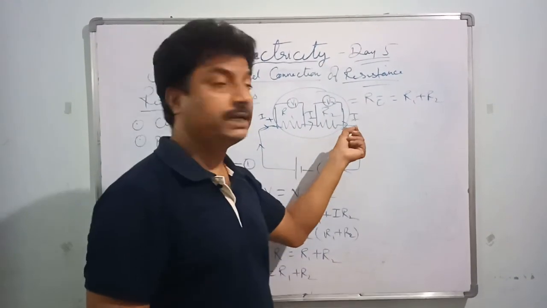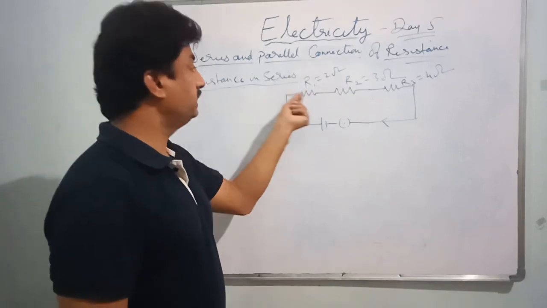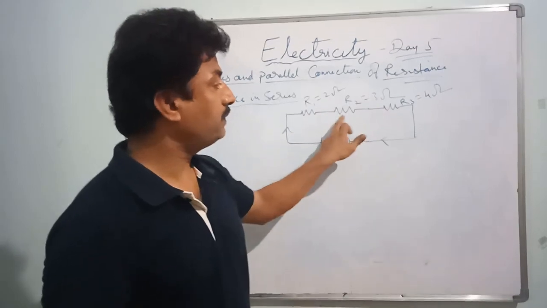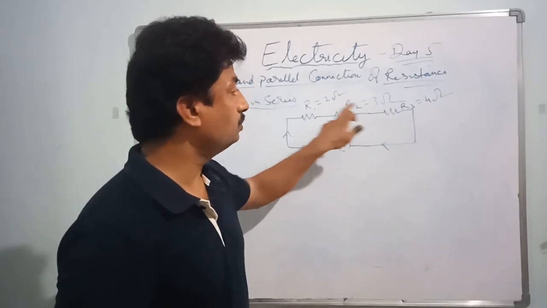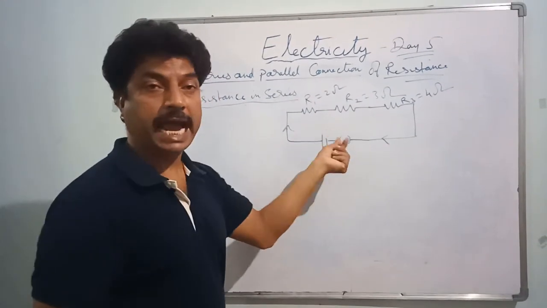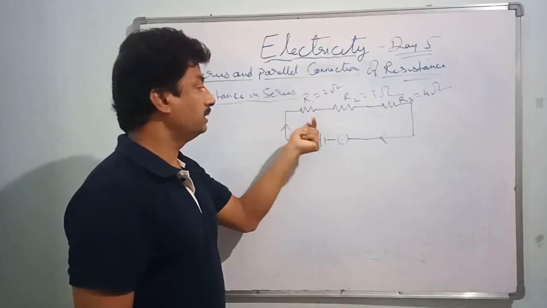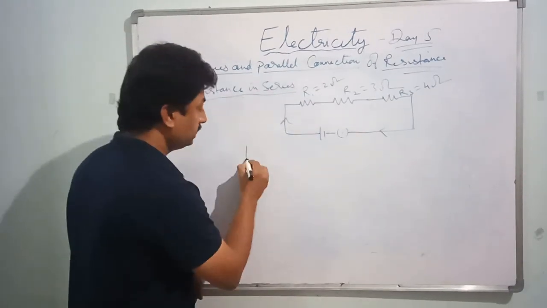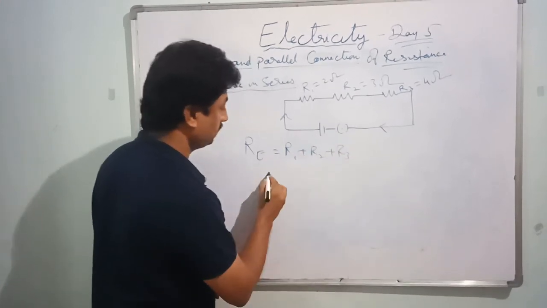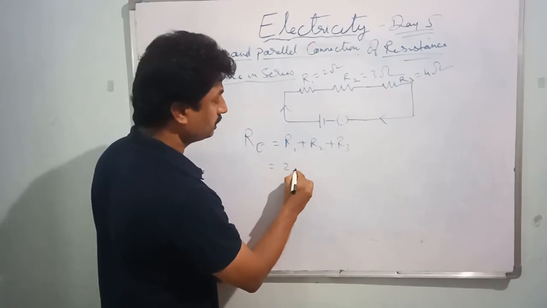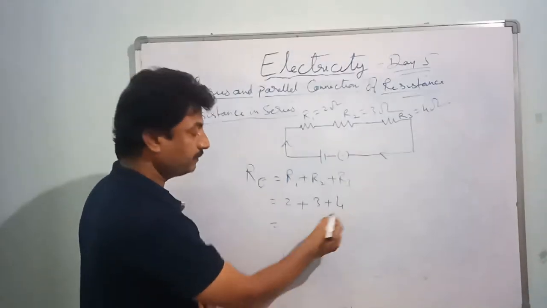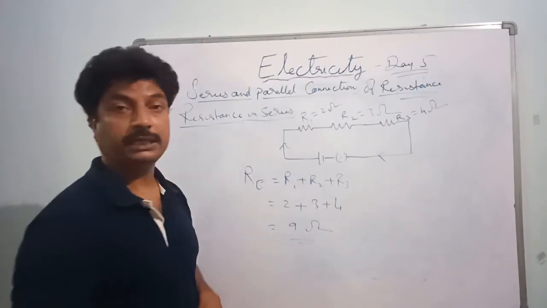Let us take one example. For resistors in series, R1, R2 and R3 are connected, and the values are 2 ohms, 3 ohms and 4 ohms. These are the fixed values. To calculate the equivalent resistance of this circuit, RE is equal to R1 plus R2 plus R3. R1 is 2 ohms, R2 is 3 ohms and R3 is 4 ohms. 2 plus 3 is 5, 5 plus 4 is 9 ohms. So the total will be 9 ohms.